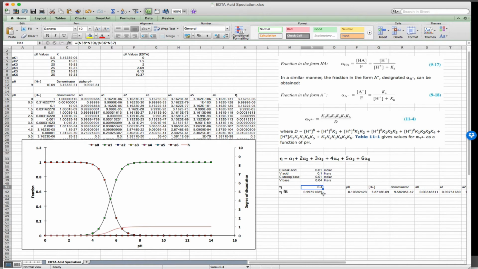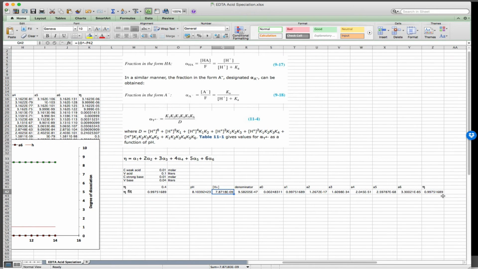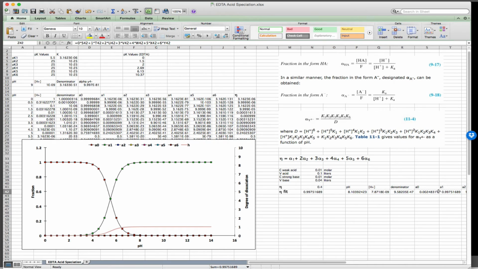Or we can use goal-seek to find that value. What I've done here is I've created a new fit, and it's just one line of this piece up here. Notice I've got pH, that's going to be my fitting variable. H plus, which is a function of pH, and then I've got the denominator and A0, A1, A2, A3, A4, A6, all the way out to the computed degree of dissociation.